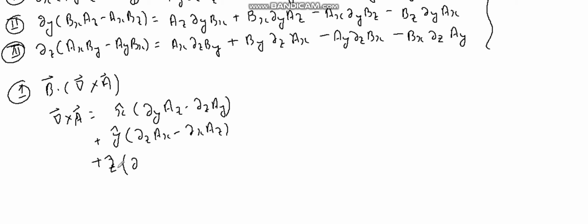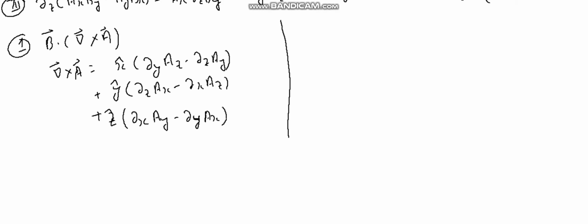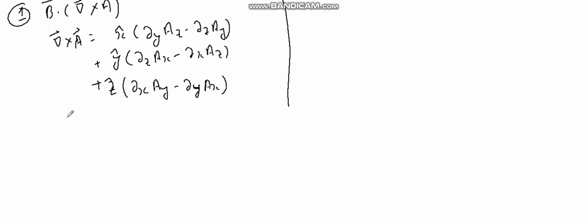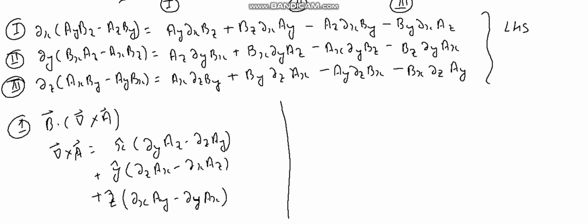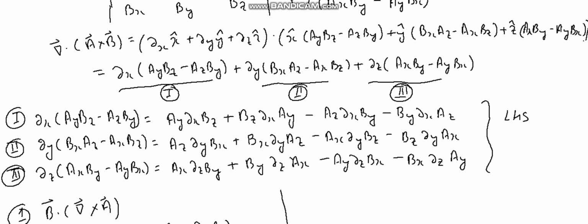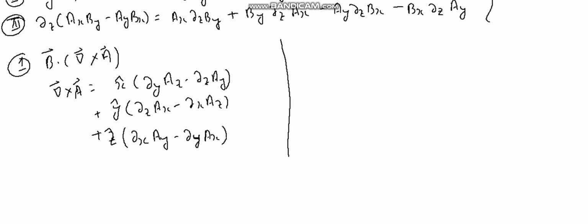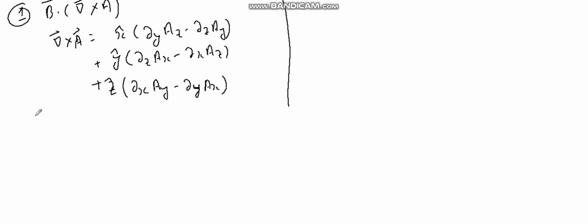For the z component, we have del of x a of y minus del of y a of x. Okay, we will expand this first of all. So no, this is a vector, right? The del cross a. Now we have to take the dot product with the b, right?